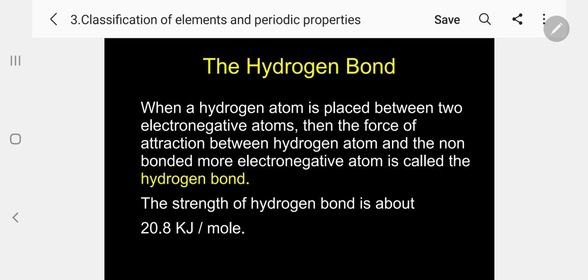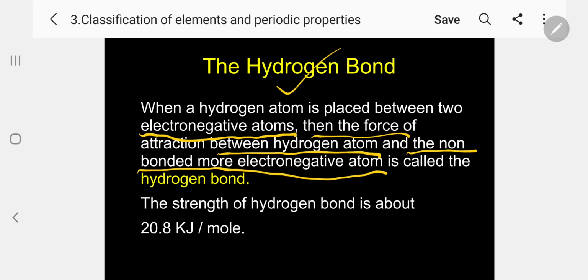Kindly follow. When a hydrogen atom is placed between two electronegative atoms, then the force of attraction between the hydrogen atom and the non-bonded, more electronegative atom. Please follow. The force of attraction between the hydrogen atom and the non-bonded more electronegative atom. So the hydrogen which is not bonded to the more electronegative atom, there is some sort of force. That force we will call hydrogen bond. It is called hydrogen bond.